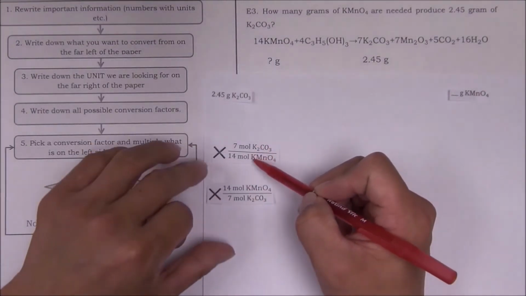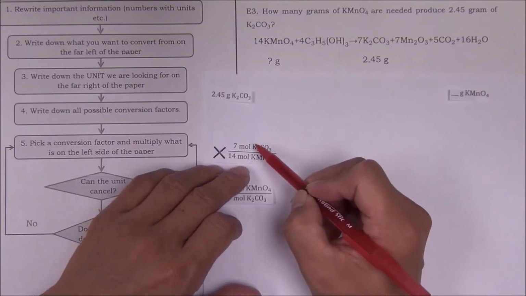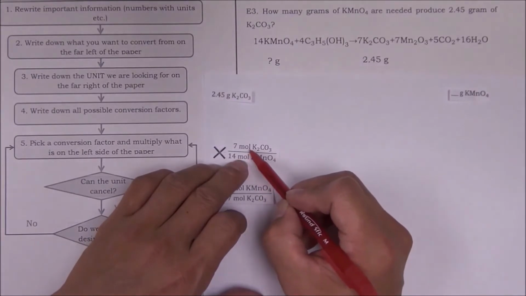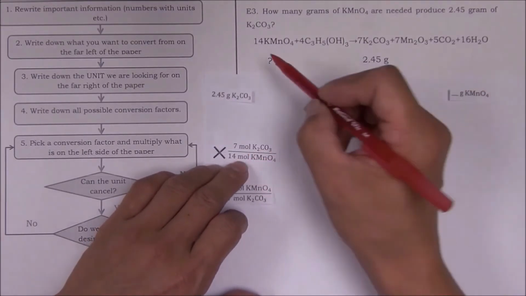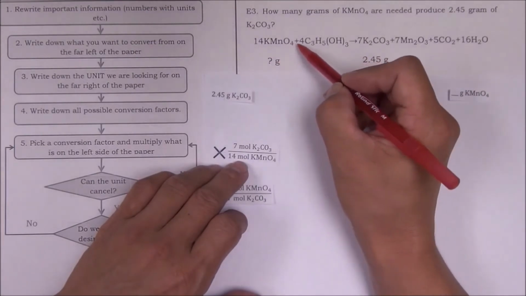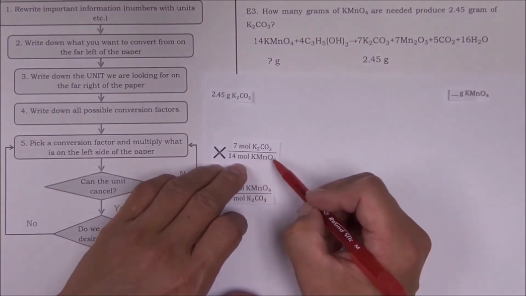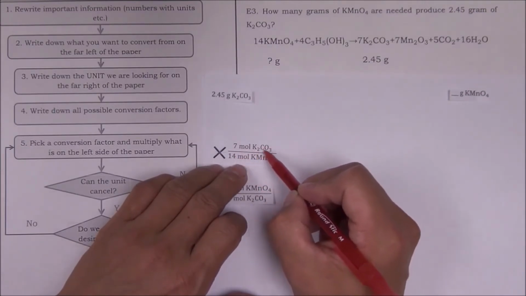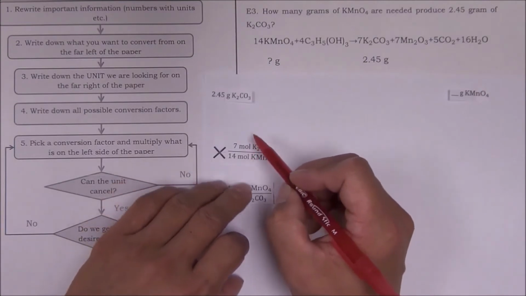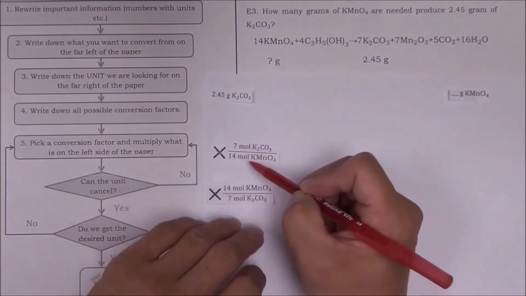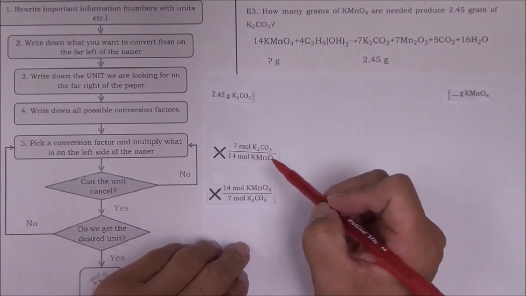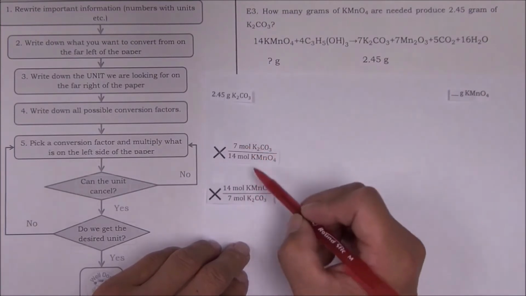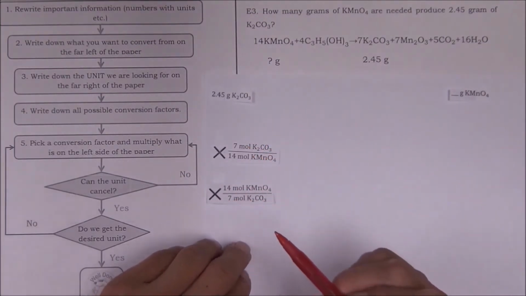The conversion factor from the balanced chemical equation is very easy to find. 7 moles potassium carbonate over 14 moles potassium permanganate. I put down MOL between the number and the chemical formula. This will remind me this is the moles ratio, not the gram ratio. To find the twin conversion factor, all we need to do is flip the numerator and the denominator. You will get the other conversion factor.